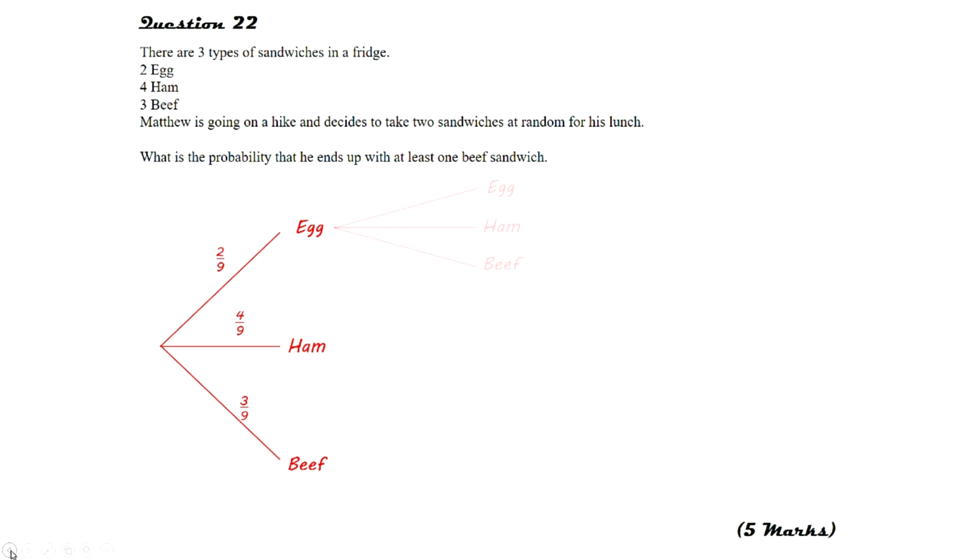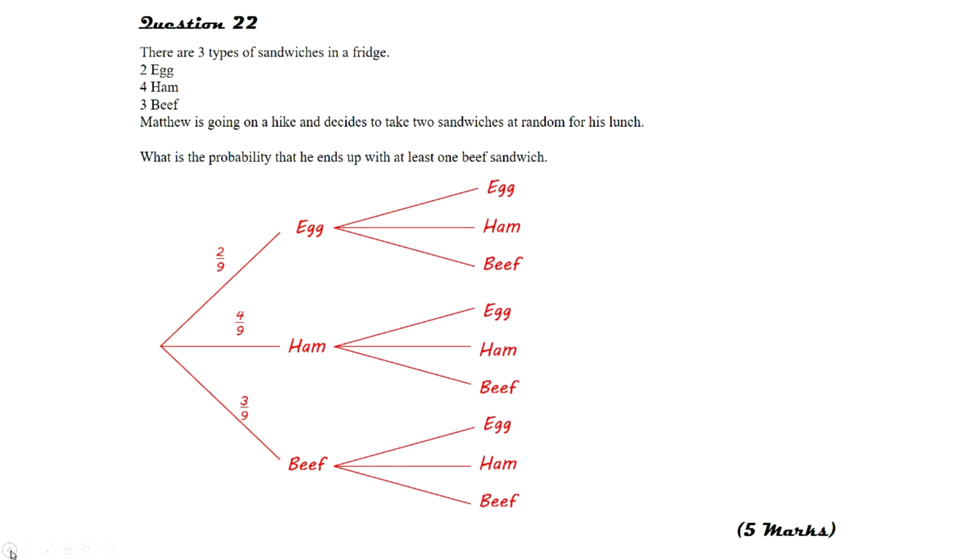So once I've picked my first sandwich, there are still 3 options that I can take, but I'm going to need to put in the probabilities. If I took an egg sandwich first, there were 2 egg, 9 in total. If I take an egg sandwich first, then that means in my next round of probabilities, there'll only be 1 egg sandwich, and there'll only be 8 sandwiches in the fridge. So the probability of a second egg is 1/8. There are still 4 ham and there are still 3 beef, so it's 4/8 and 3/8 for those ones.